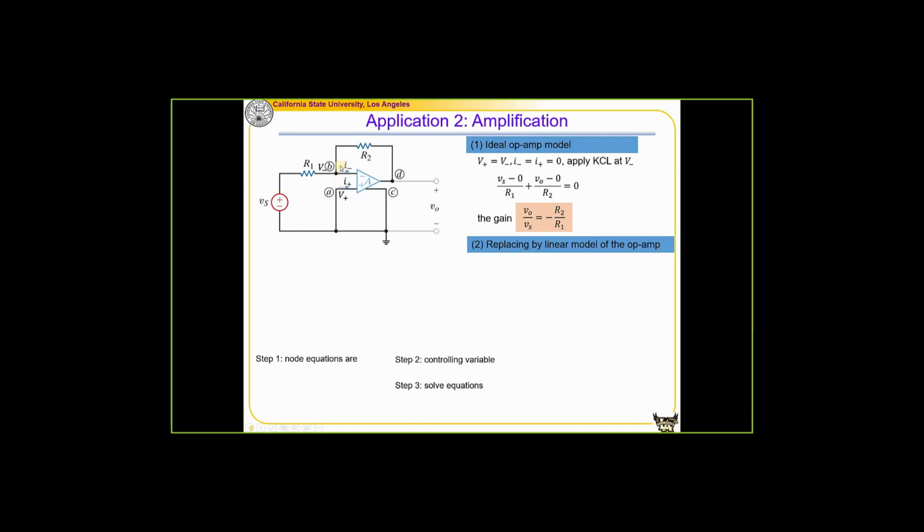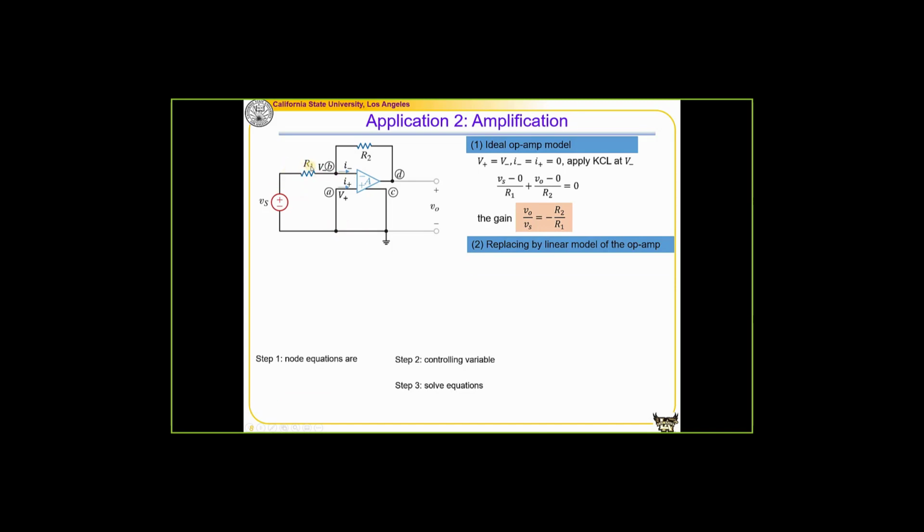So we'll apply KCL at the inverting terminal. Because the non-inverting terminal is simply 0, it connects to the reference. So we know that V plus is equal to 0. And V minus in that case is also equal to 0 because V minus is equal to V plus. And we apply KCL at the V minus node. This node has a nodal voltage of Vs, right? Because this is the reference.